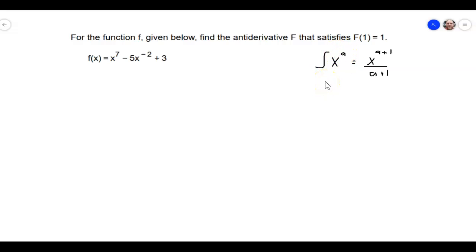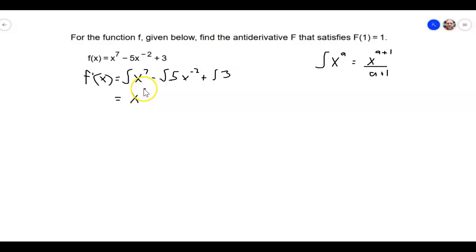All right, so let's go ahead and do that for each one of these. Let's break it down here. So f prime of x, that's the first derivative, and we're going to break this into three different ones. It's the antiderivative of x to the 7th, minus the antiderivative of 5x to the minus 2, plus the antiderivative of 3. So this is going to equal, and then we're going to use that rule over there.